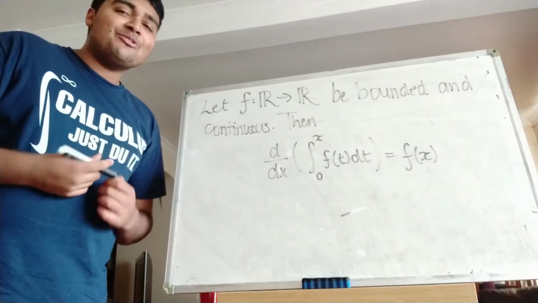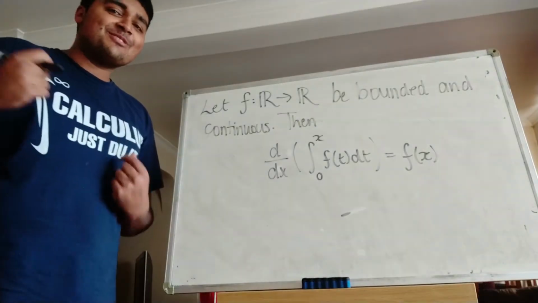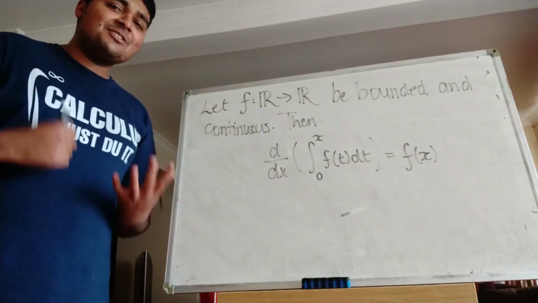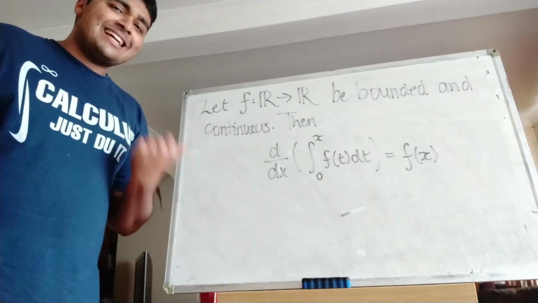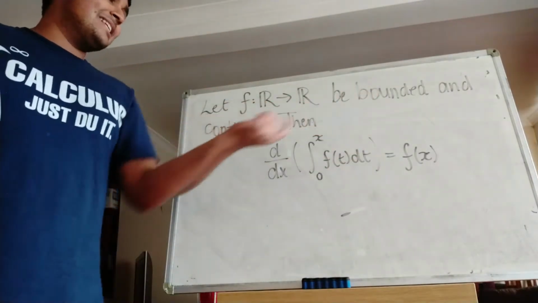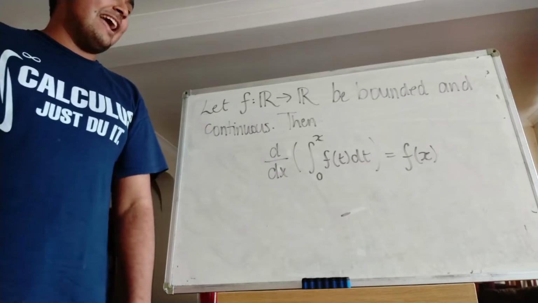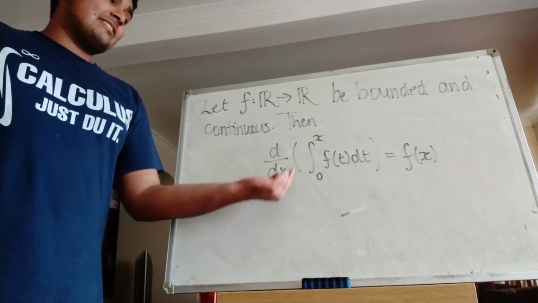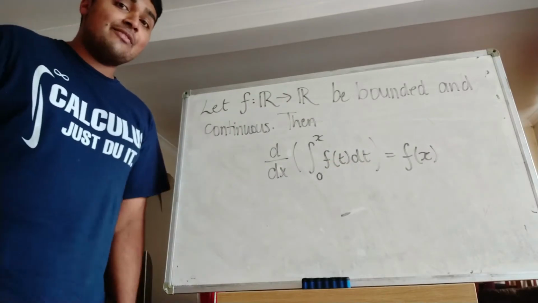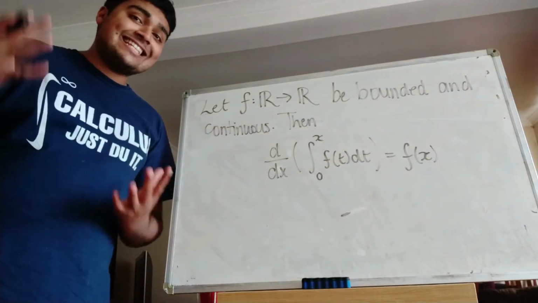Today I thought I'd go over one of the fundamental theorems of calculus, and that is that the derivative is kind of like the inverse of the integral. But let's make that a little bit rigorous. If we have a function from the reals to the reals, which is bounded and continuous, and I'm calling this function f, then d dx of the integral from 0 to x of f of t dt is equal to f of x. Let's get stuck into the classic proof.